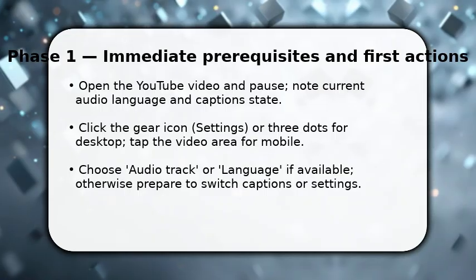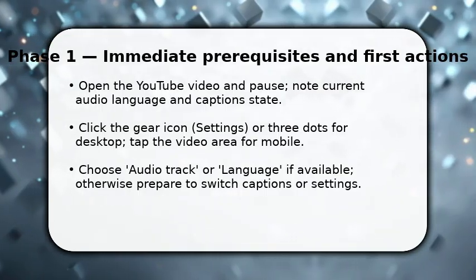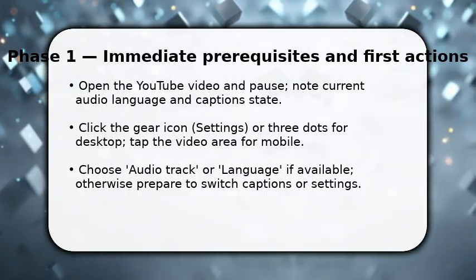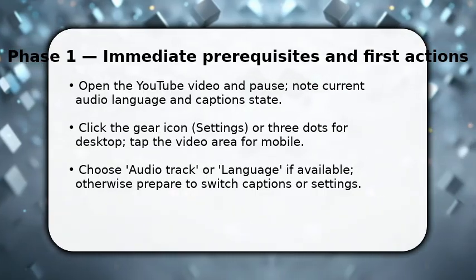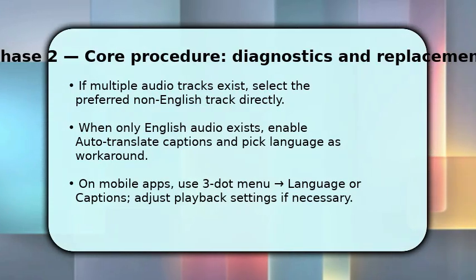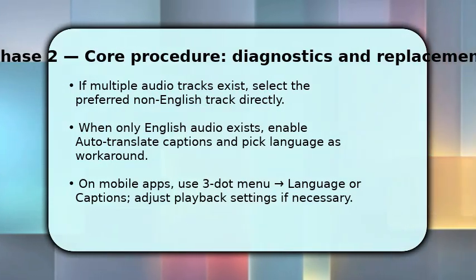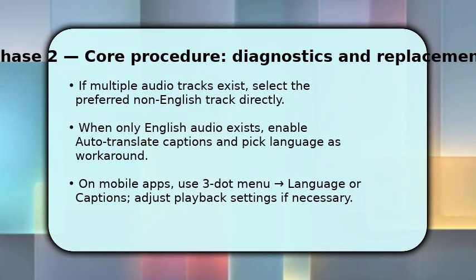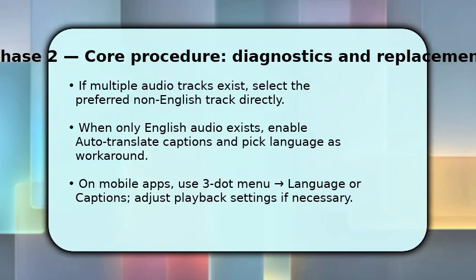If you don't see an audio track, make sure captions and auto-generated language settings are noted, because the next step will swap tracks or disable English captions and audio sources. Now you perform the middle steps. If YouTube provides multiple audio tracks, select the one you prefer and resume playback so the change takes effect.